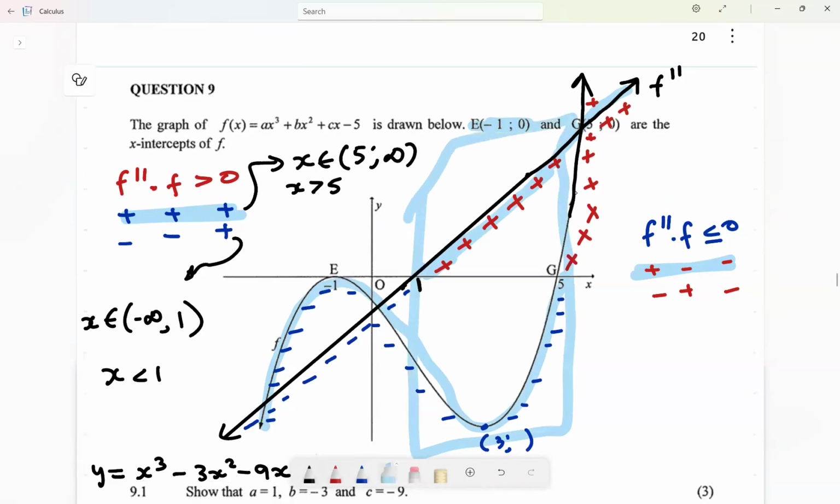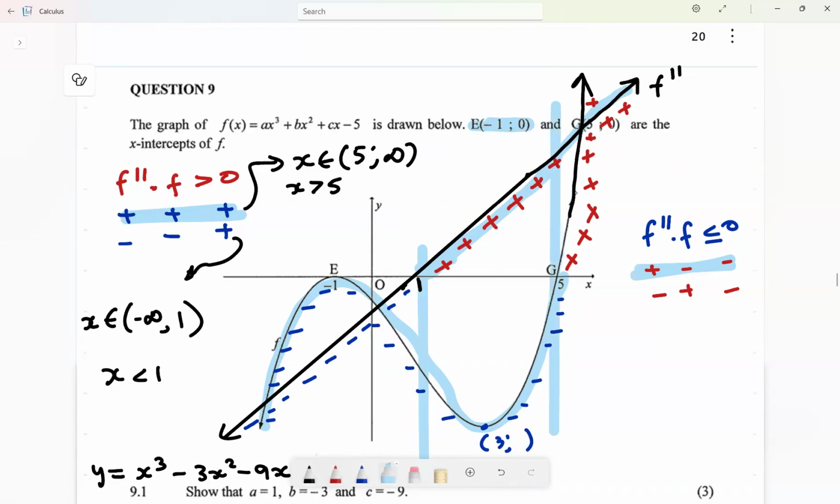So it is between 1 and 5. So between 1 and 5, can you see here? Positive and negative. And then here it stops at 5. So can you see positive and negative? So we're going to say when x is between, I'm going to include it. Why? Because it has an equal sign.